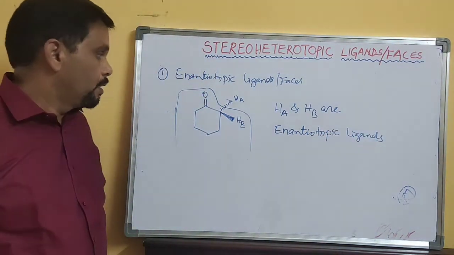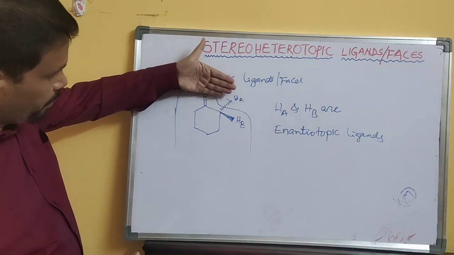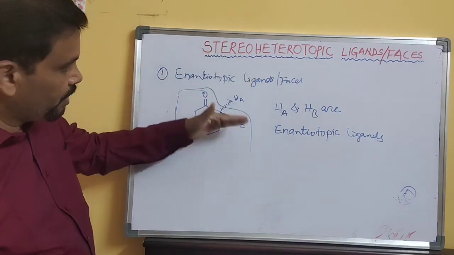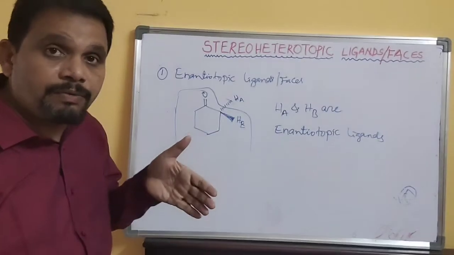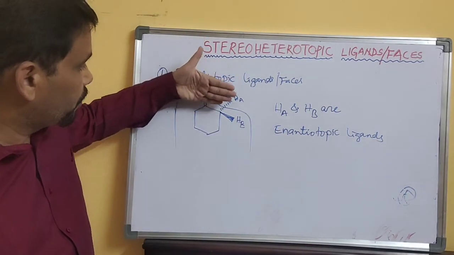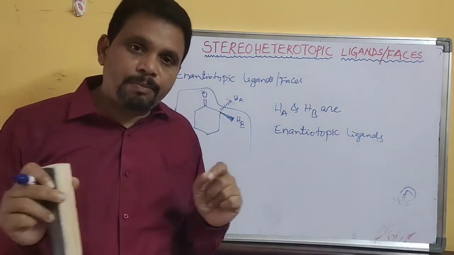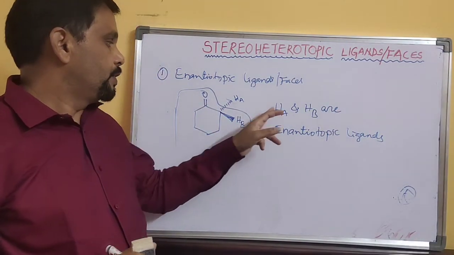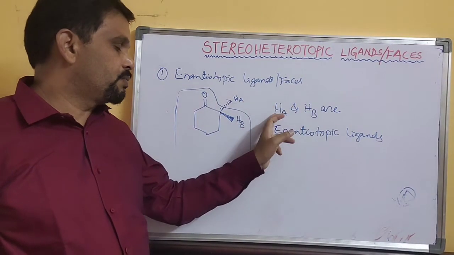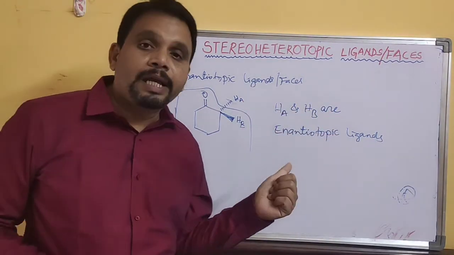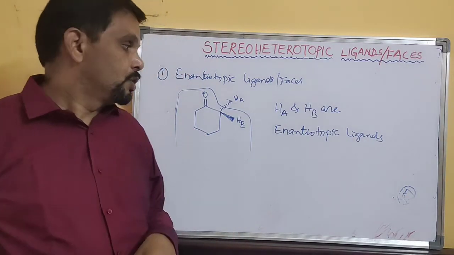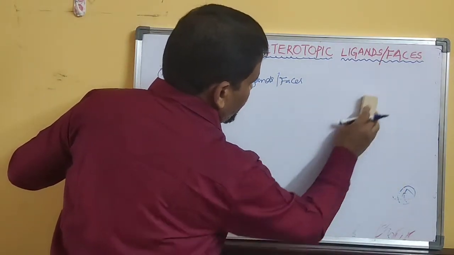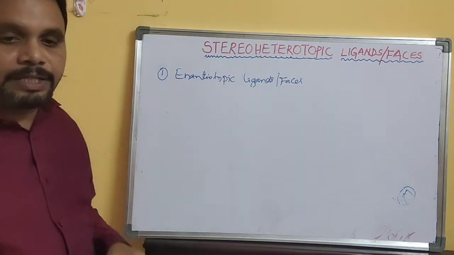Enantiotopic ligands, because of the plane of symmetry. If you bisect this molecule through this plane, one hydrogen is away from the viewer and this hydrogen is towards the viewer. So this molecule can be bisected into two equal parts with that plane, therefore a plane of symmetry exists in this molecule. Therefore these HA and HB, two atoms or groups or ligands, are called enantiotopic ligands. I hope you have seen more examples to understand enantiotopic ligands and faces.